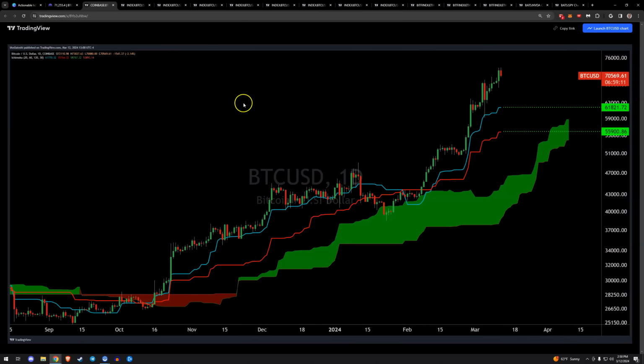So for the charts, again, we've got the cloud. The Kumo is currently green. We're above the cloud. We've been above the cloud largely for the past 2 quarters now, barring a little dip earlier in January post ETF approval. This was GBTC unloading on us. Since then, the trend has been extremely fast.